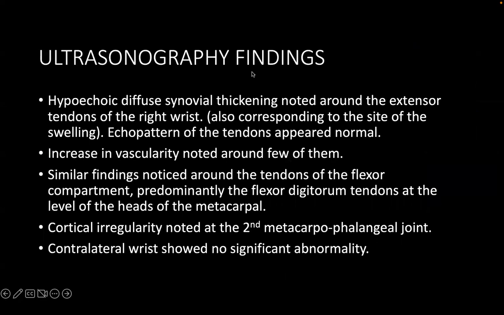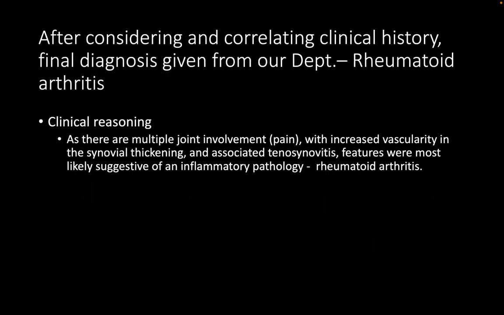On ultrasound findings, we reported hypoechoic diffuse synovial thickening around the extensor tendons of the wrist. However, the echo pattern of the tendons was normal. There was increased vascularity noted around a few of them. Similar findings were noticed around the tendons of the flexor compartment, predominantly the flexor digitorum tendons at the level of the heads of the metacarpals. There was cortical irregularity also noticed at the second metacarpophalangeal joint. However, the contralateral wrist showed no significant abnormality.